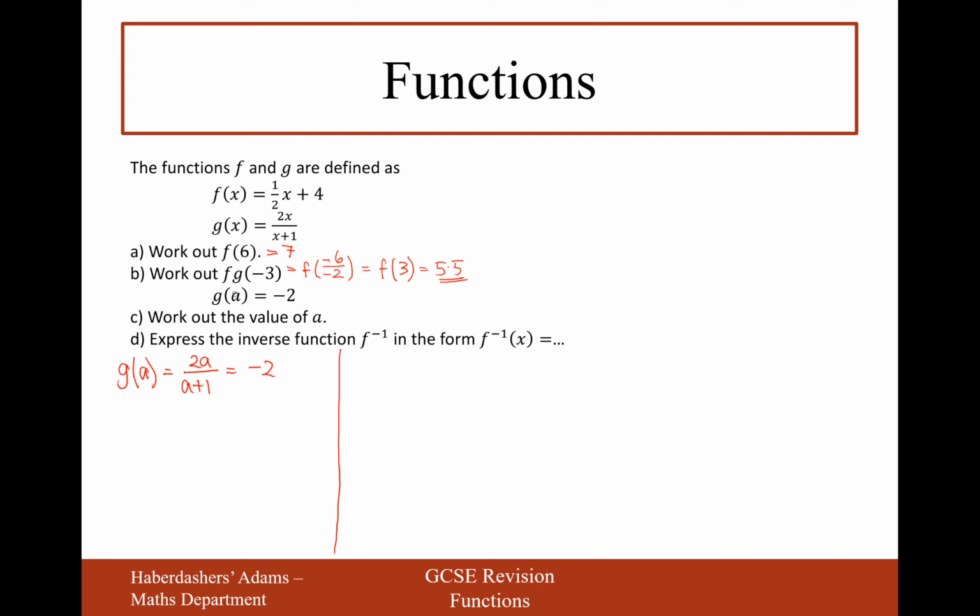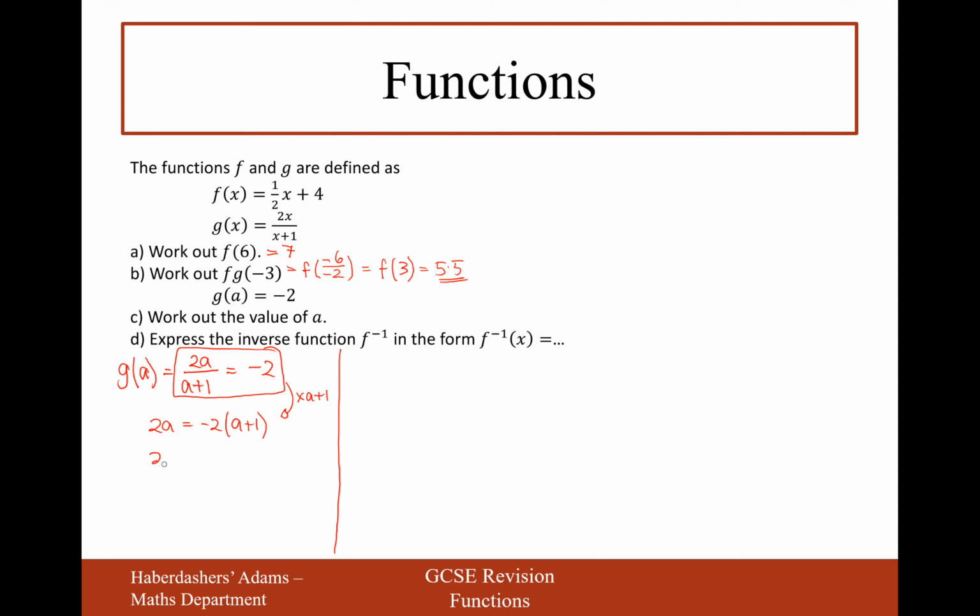So what I've done here is I've put a into the g function in the positions where x is. And this needs to equal minus 2, and I need to now work out what a is. I need to do some rearranging algebra to work out what a needs to be. So I've got this as my little equation here. First thing I'll do is multiply by the denominator of the left hand side, so times by a plus 1. That gives me 2a equals minus 2 times a plus 1.